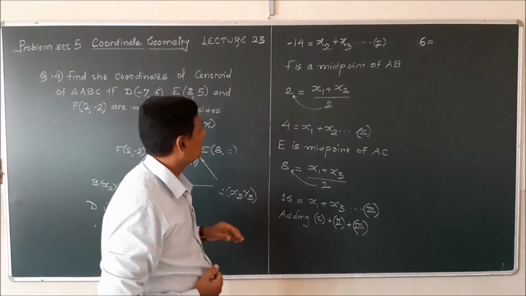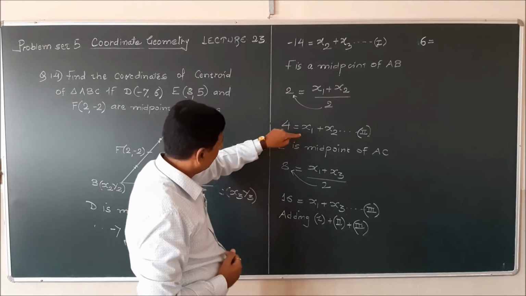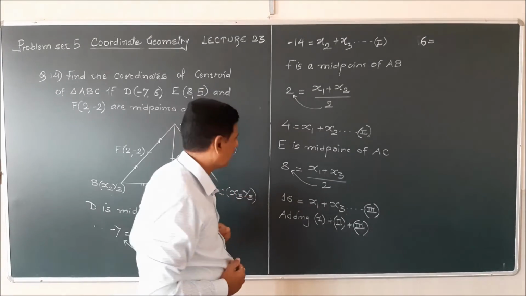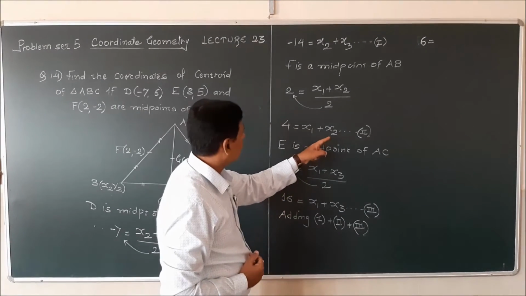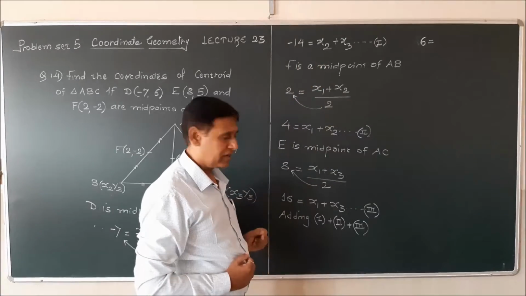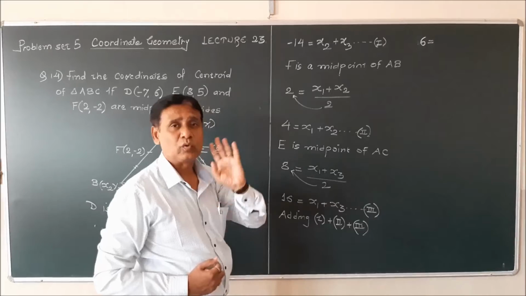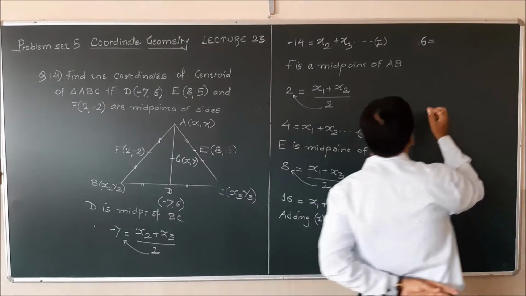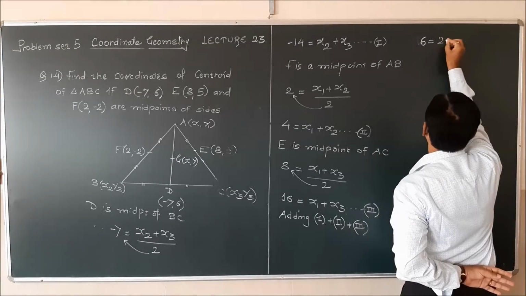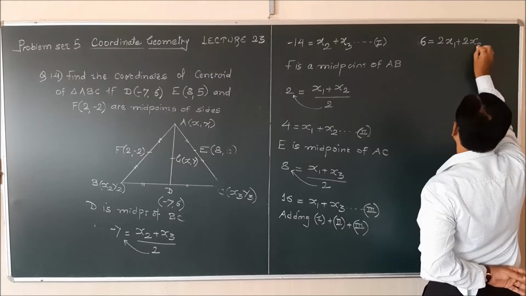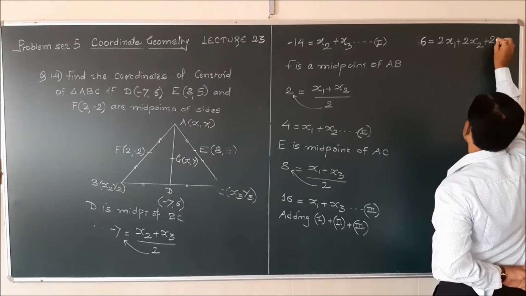Now the right hand side, please be careful. x1 plus x1 is 2x1, likewise x2 plus x2 is 2x2, and x3 plus x3 is 2x3. So the right hand side I will get as 2x1 plus 2x2 plus 2x3.